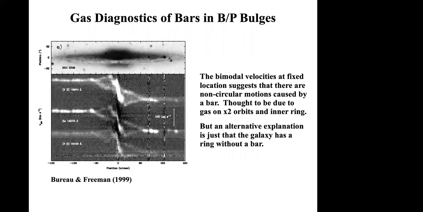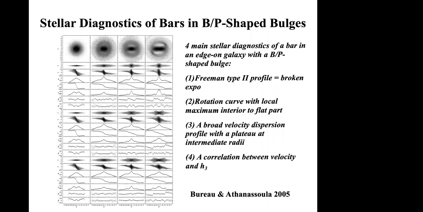And they did this in a number of ways. By looking at these edge-on box peanut bulges, they looked at the gas chemistry, and then they saw this figure of eight, which is something that you expect when there's a bar. However, you can also get something like that if there is a gas ring without a bar. So this is not a definitive proof that there is a bar in this galaxy. And in order to show that there is a bar within a galaxy like this, what you want to do is you want to look at the stellar kinematics.